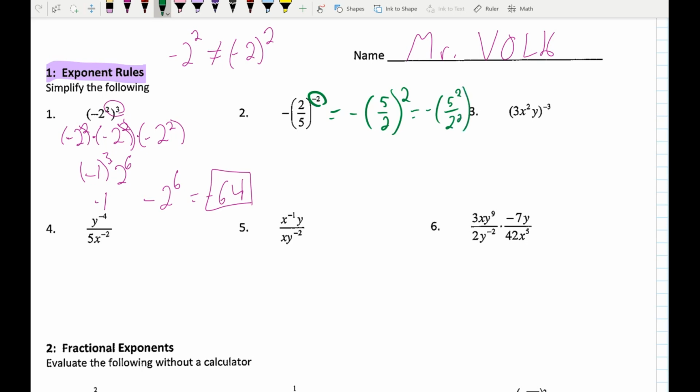And then when we do that, we end up with -25/4, which is about as simplified as it gets. I'm going to put the negative in front, and that's going to be our answer for number 2 there.